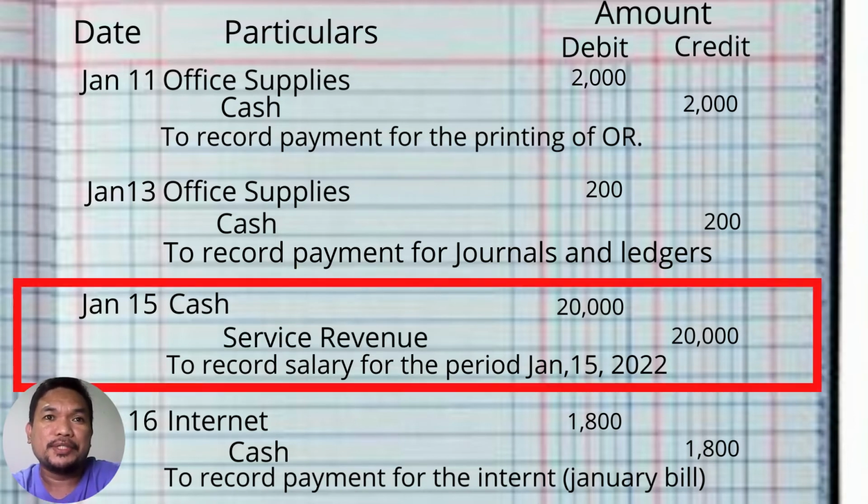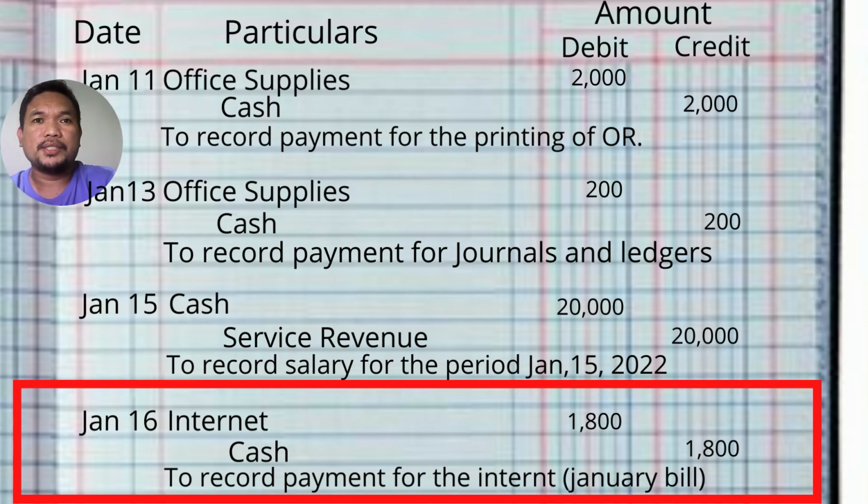Alright, for January 15 transaction, this is the moment of truth. Okay. Because this time, na-receive mo na yung salary mo, okay, for January 15. Of course, ang saya-saya mo na nito. So, huwag mong kalimutan i-record, of course, okay? Because this is actually the highlight of the transactions that they have here. Okay, so debit cash for 20,000, for instance, if that's your salary. And then you credit service revenue for 20,000 as well. And then for the explanation, to record salary for the period January 15, 2022. In my case, because I applied for an 8% flat income tax rate, so wala akong withholding taxes. Okay?